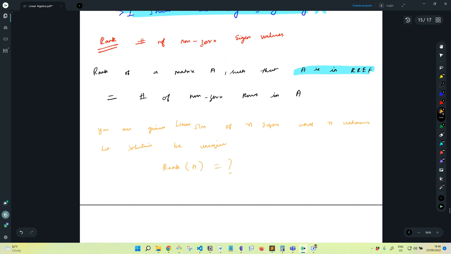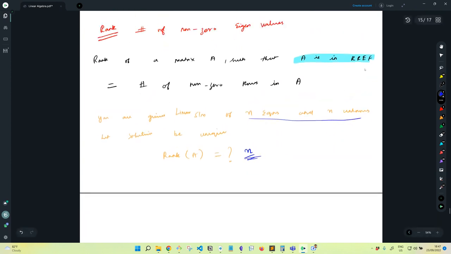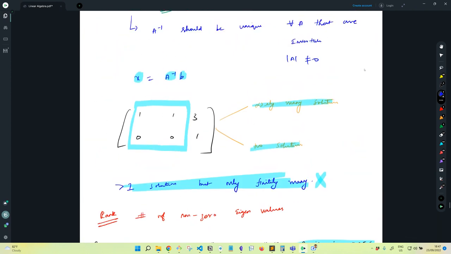Now, can somebody say what is the rank of A? Sir, n. Why is it n? Because the solution is unique, all the rows will be non-zero. Exactly. So basically, the rank of a system that admits a unique solution equals n, where n is the number of unknowns and number of equations. So this is your unique case.